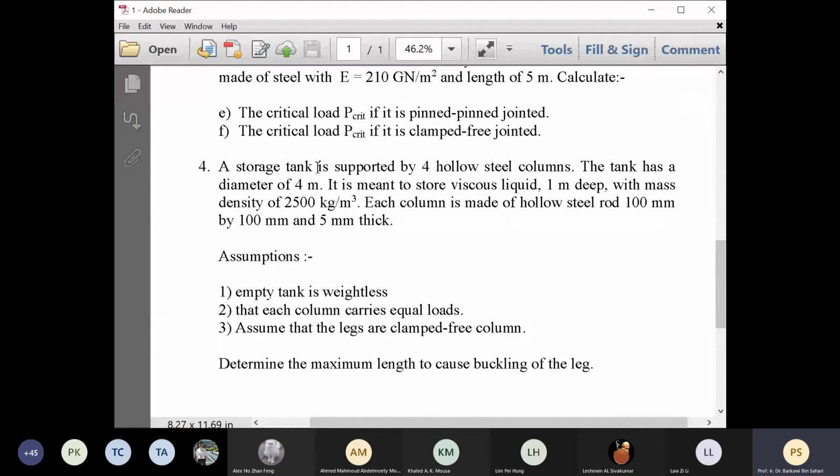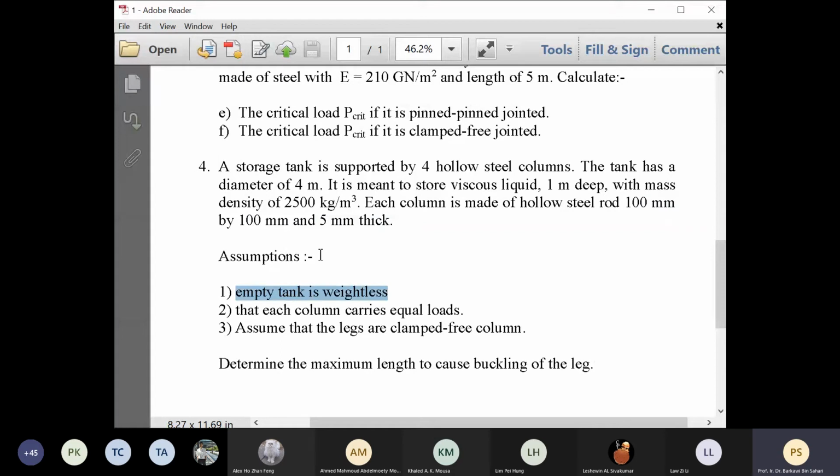Now if you look at this one, this is the cognitive level that is expected. A storage tank supported by 4 hollow columns. The diameter is 4 meter, and it is used to store liquid with mass density 2500 kilogram per meter cube. Each column is hollow with size 100 by 100, which is a square, and 5 millimeters thickness. Now we have to assume something. This one is given: the empty tank is weightless.